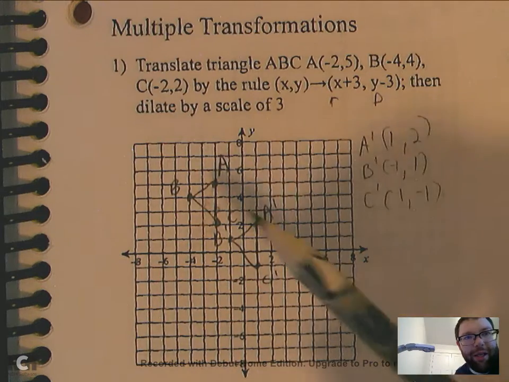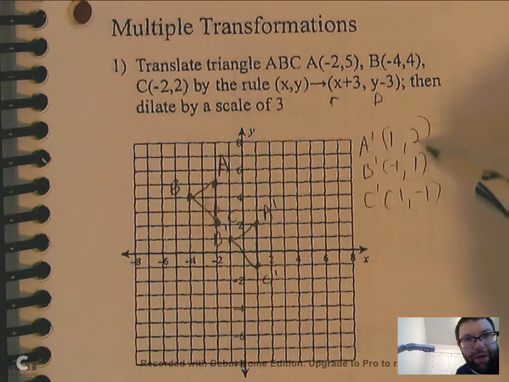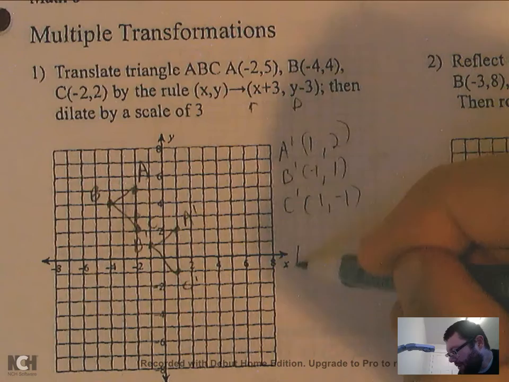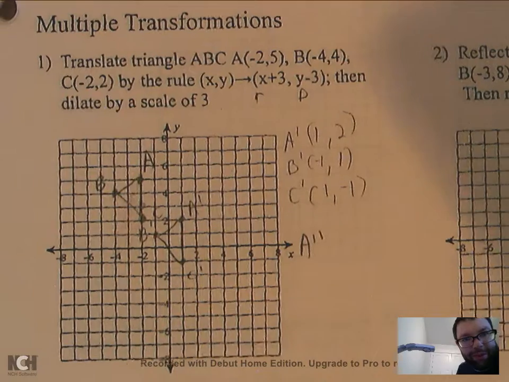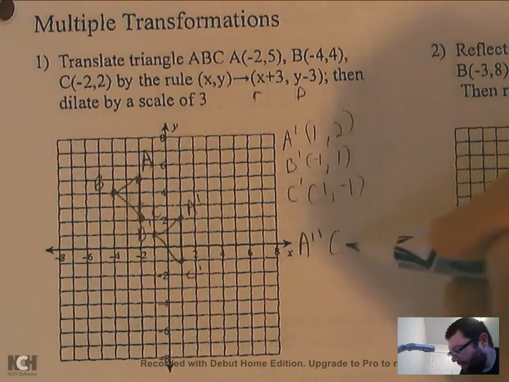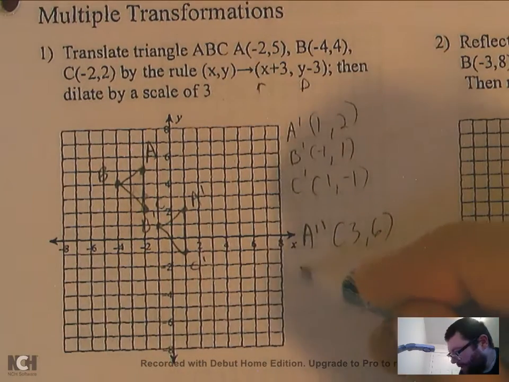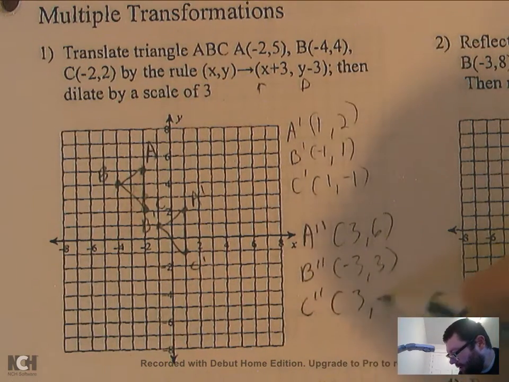Okay? Then it wants me to dilate it by a scale of 3. So over here with these numbers that I just wrote down, I'm going to multiply them all by 3 to get my second transformation. So A prime prime. Each time you transform it, you add another prime symbol to it. And you just multiply these numbers by 3 to dilate it. So 1 times 3 is 3, and 2 times 3 is 6. There's A prime prime. B prime prime is going to be -3, 3. And C prime prime is going to be 3, -3.